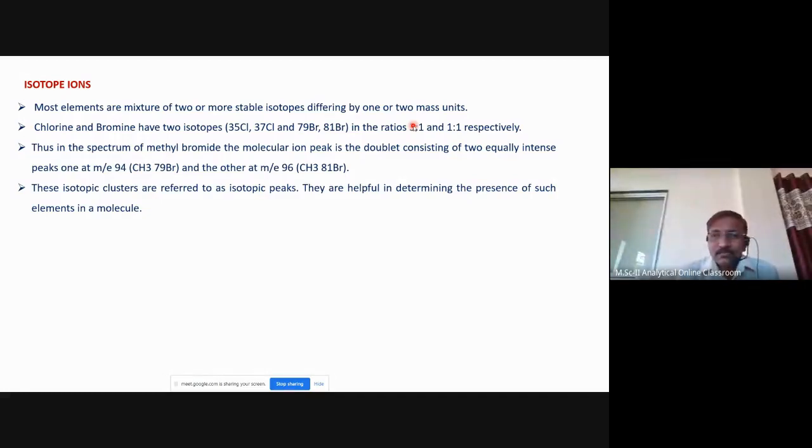Such kinds of compounds mostly have heteroatoms in my research, and I have observed so many times the ratio is 1:1 as well as 3:1. So that is a very important thing.